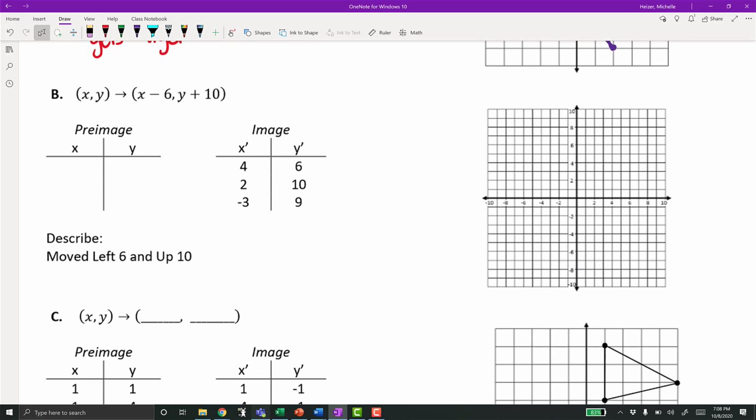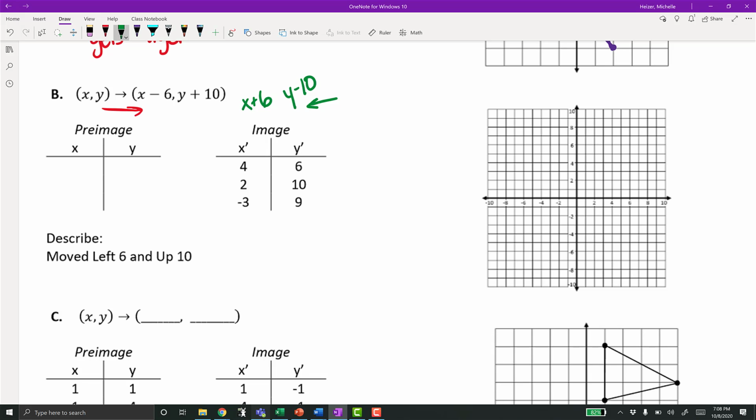What if I have this one? Notice that this is a forwards transformation, but it's giving me the image points. To go backwards, we want to do the opposites. If going forwards I subtract 6, then going backwards I want to add 6. Going forwards we add 10, so coming backwards we want to subtract 10.